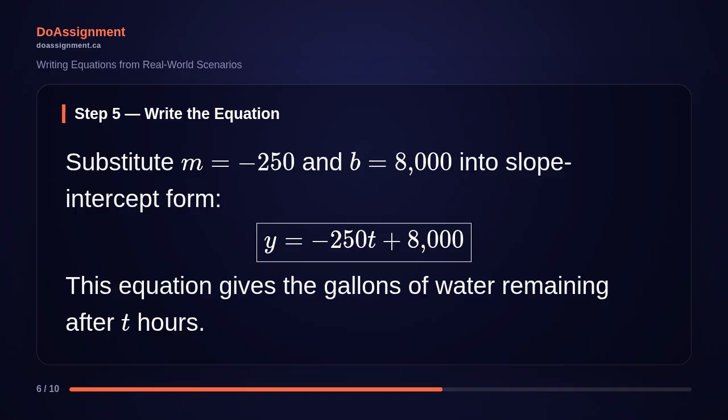Now we substitute our slope and y-intercept into slope-intercept form. The equation is y equals negative 250t plus 8,000. This is our answer to the first part of the problem.